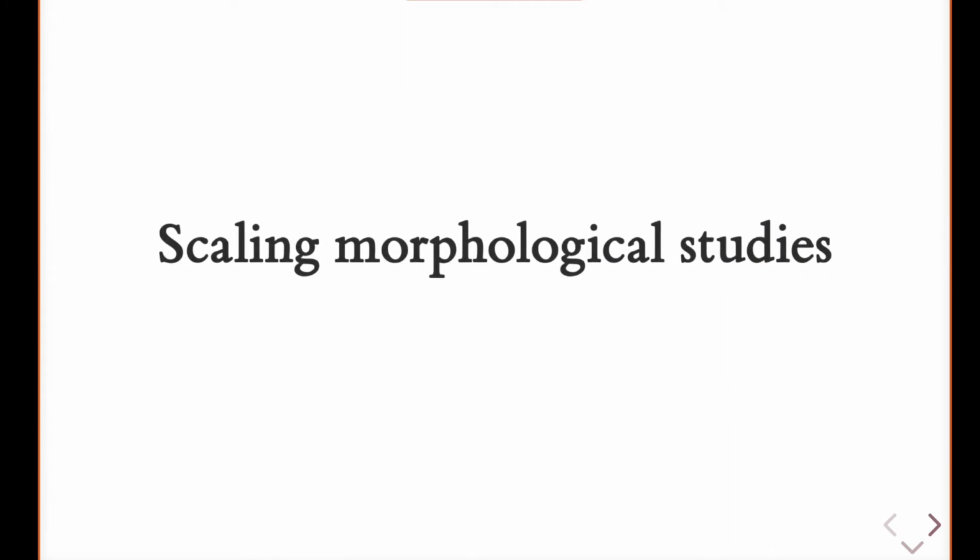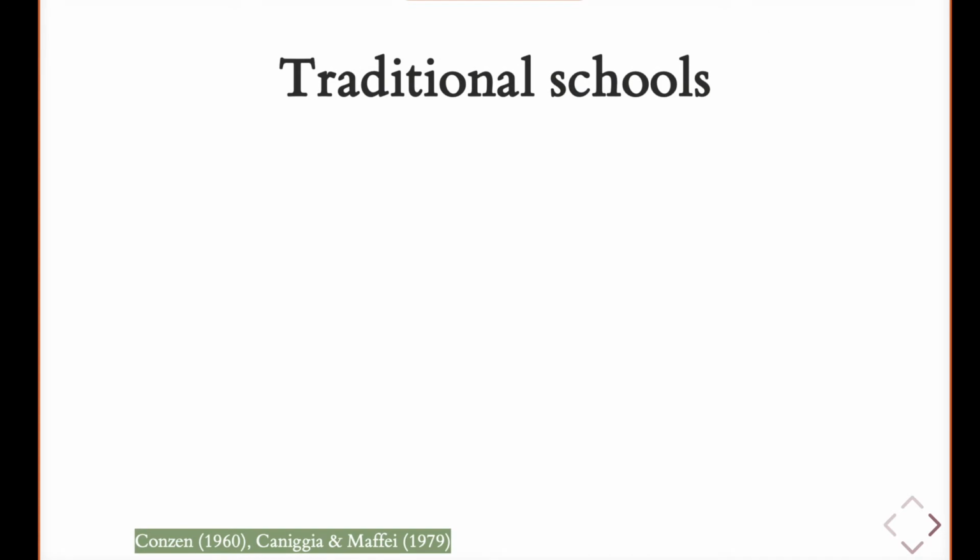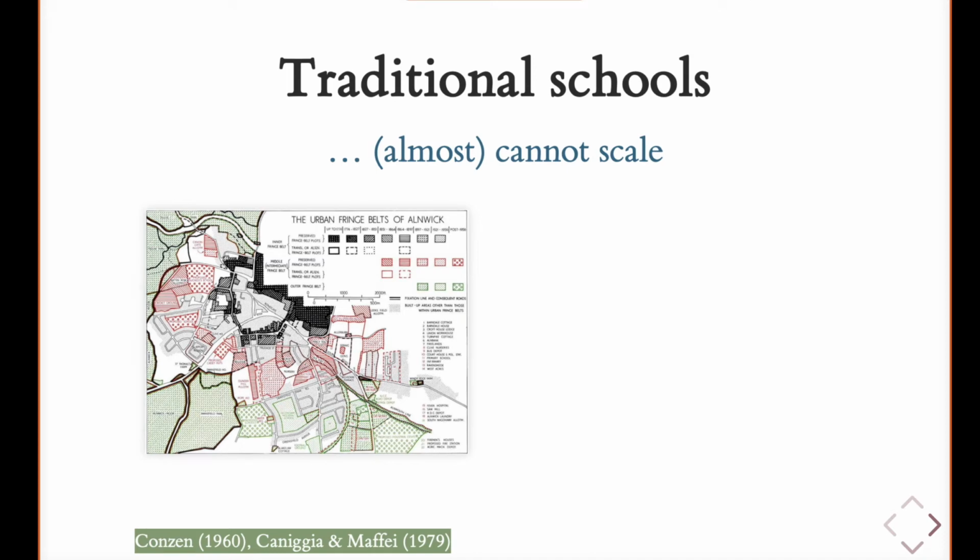And I can start with a statement that scaling morphological studies can be a daunting task. We all are aware of traditional schools of urban morphology, either the work of Conzen, Kanejima, Maffei, and others, and they almost cannot scale. The historical geographical work Jeremy Whitehand was mentioning during his keynote earlier today relies heavily on the knowledge of the development of individual places, knowledge which is hard to get at scale.